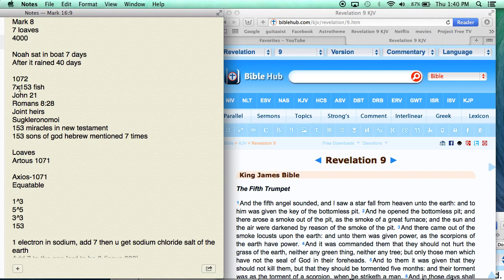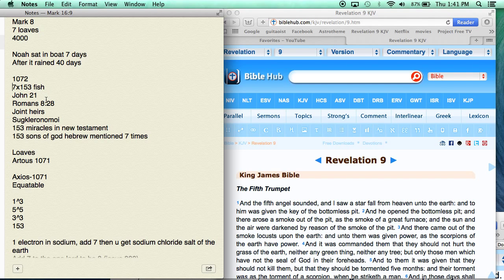All right, 153, there were 7 disciples and 153 fish. Jesus did 153 miracles. The word in Hebrew for sons of God adds up to 153, and it's mentioned 7 times in the Old Testament. Isn't that interesting? So 153 is mentioned 7 times in the Old Testament, and then in the last chapter of John, the last of the four Gospels, the 153 fish are mentioned with the 7 disciples.